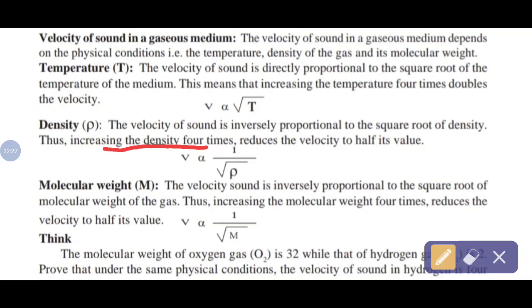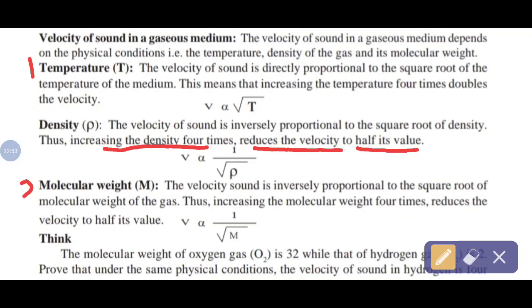Increasing the density 4 times reduces the velocity to half its value. Half means 1 upon 2. We are getting the answer here, 1 upon 2. Yes or no? Underline that sentence and remember: increasing the density 4 times reduces the velocity to half its value. All are getting? Same for the third point.